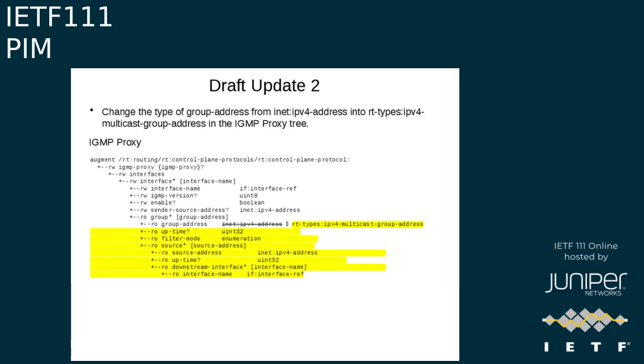Okay, update 2. In the IGMP proxy tree, we changed the type of the group address from the IPv4 address into the IPv4 multicast group address, and this new type is also used in the IGMP YANG model. Next, please.